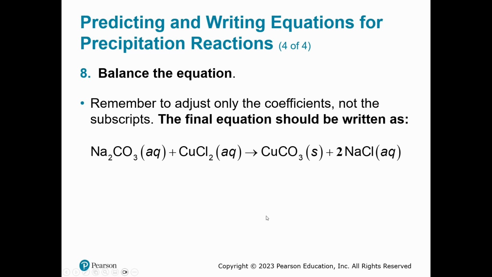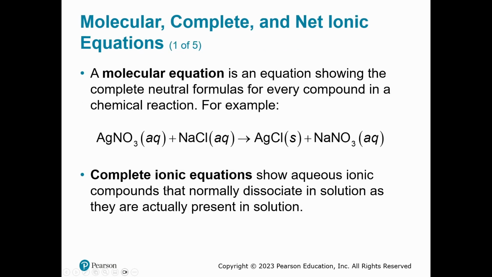So at the end, we want to make sure that everything's balanced. Even though we went through the process of making sure that this is a solid and everything else is defined as aqueous, we need to remember to put our stoichiometric coefficients so that we have the same number of atoms that we started with as we finish with. So we have multiple ways to represent chemical equations.